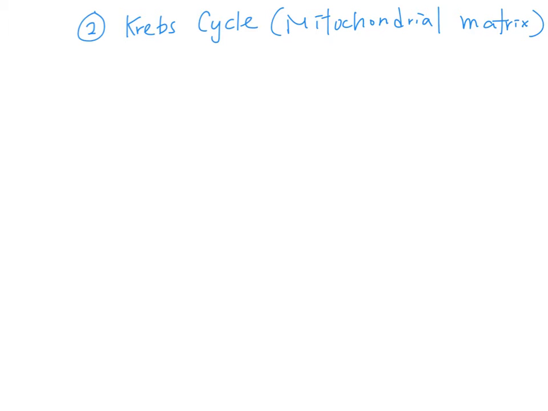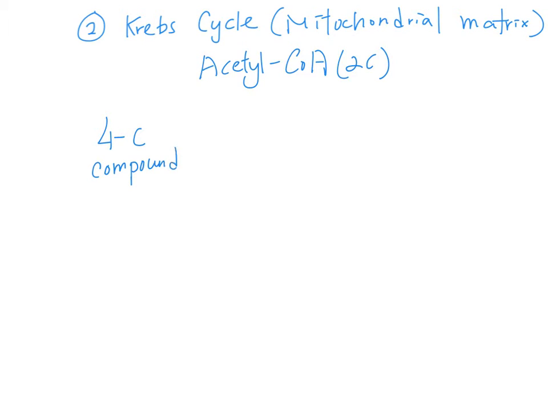The next step of reaction is the Krebs cycle, and it happens in the mitochondrial matrix. If you still recall, acetyl-CoA was produced in the last set of reactions. Acetyl-CoA has 2 carbons. Now, it will combine with a 4C compound, a compound with 4 carbon atoms, which is already present in the mitochondrial matrix.